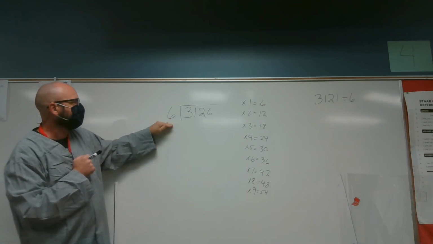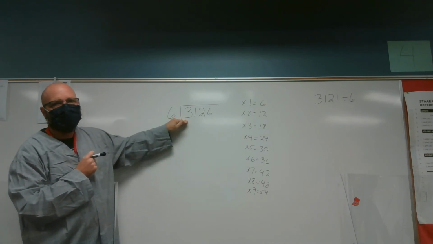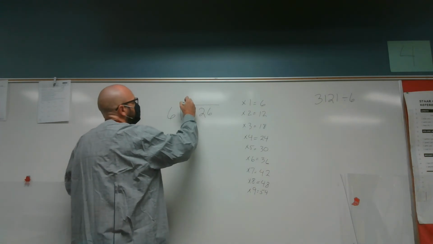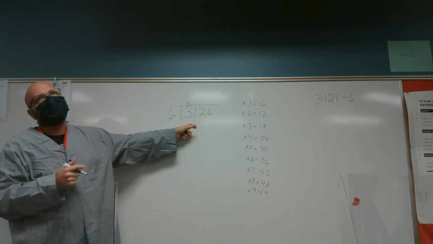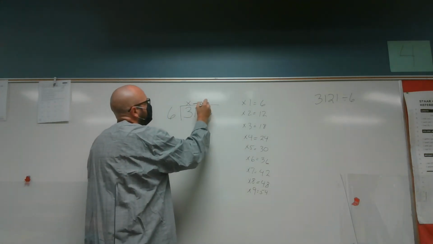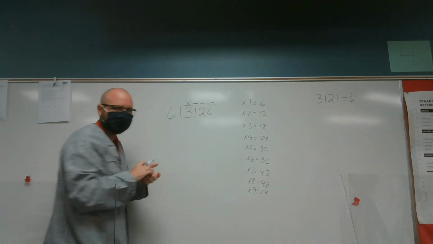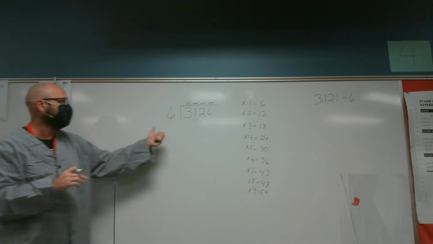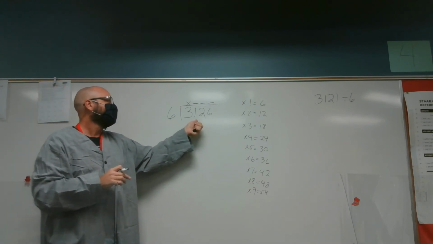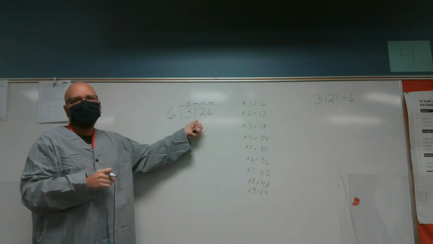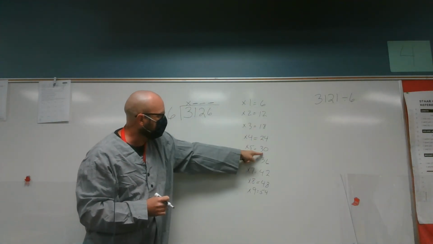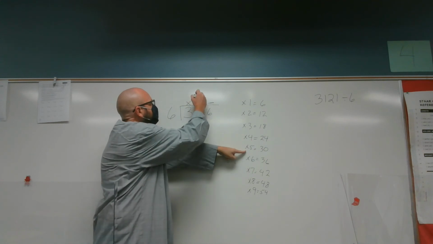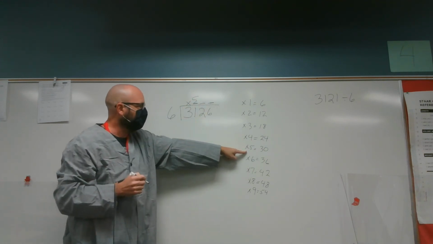Does 6 go into 3? No, 3 is smaller than 6. Doesn't work. Does 6 go into 31? Yes, because 31 is greater. That means I'm having a 3-digit quotient. 6 goes into 31. I look at my multiples. 30 is as close as I can get. And 6 times 5 equals 30.